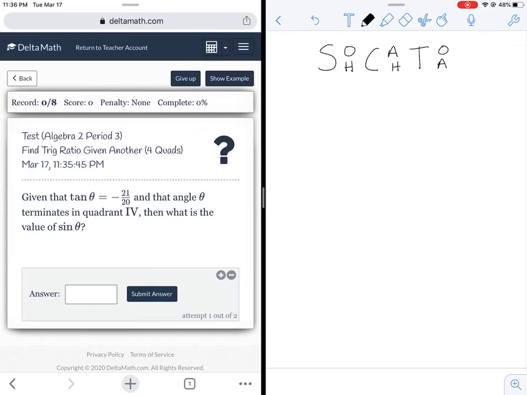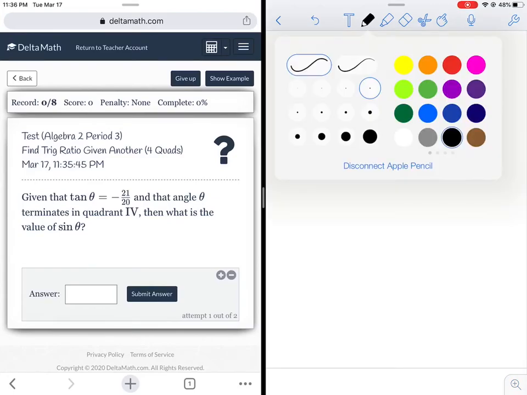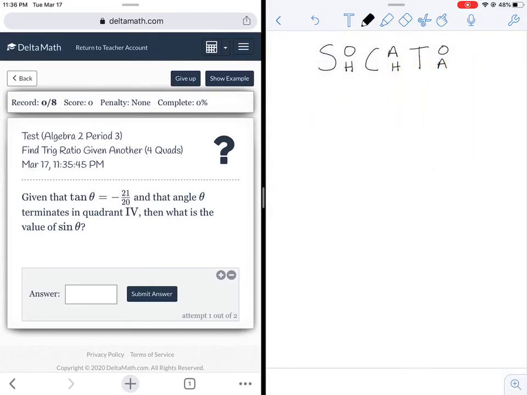So for this, they are giving me a quadrant. They're telling me this is in quadrant 4, so I'm going to draw my triangle in quadrant 4. Again, always connecting it to your x-axis. And this is our reference angle theta. So they're telling me that tan is negative 21 over 20.